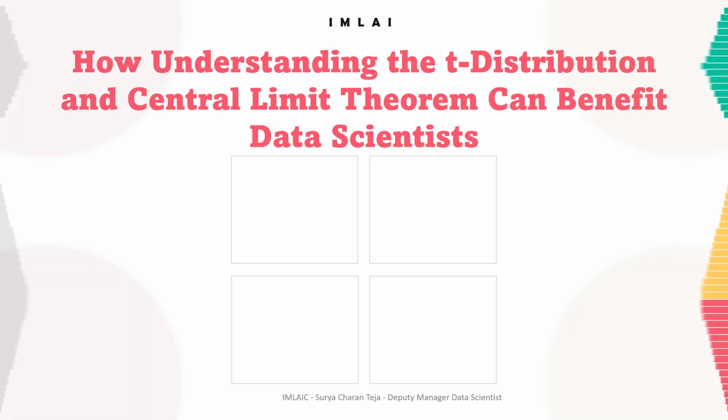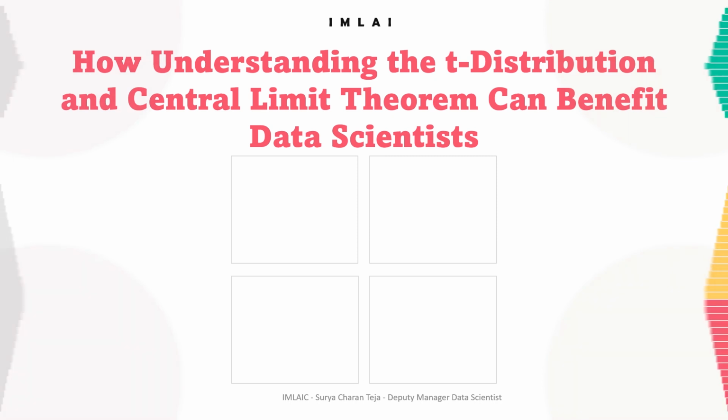The t distribution is a probability distribution that is used when the sample size is small or when the population standard deviation is unknown. These are the two conditions. It's similar to the normal distribution but has heavier tails and a flatter peak. The t distribution is important because it allows us to perform hypothesis tests and construct confidence intervals for population parameters such as the population mean when the sample size is small or when the population standard deviation is unknown. That is the reason the t distribution is very, very important.